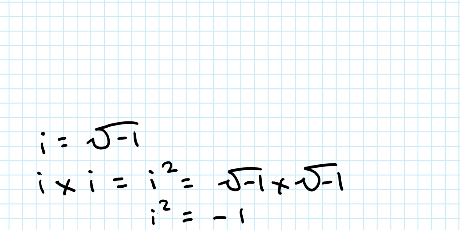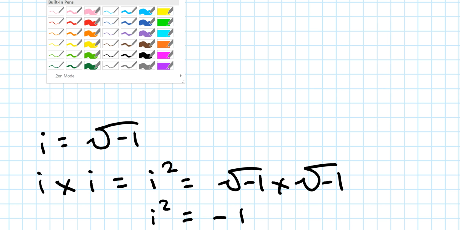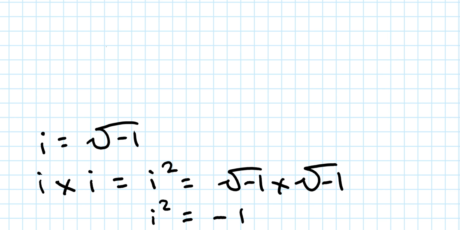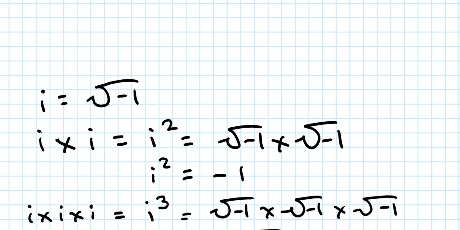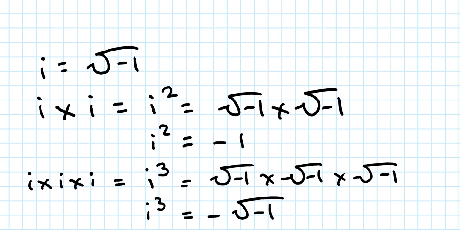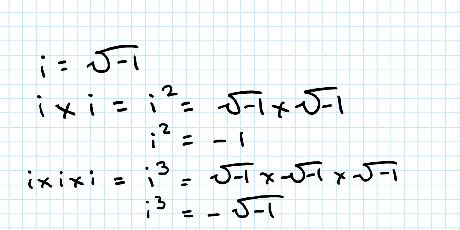What if I continue multiplying by i? What's i squared times i? It's i cubed. What's minus 1 times the square root of minus 1? It is minus the square root of minus 1. Okay, so minus the square root of minus 1 times i ends up being minus the square root of minus 1.